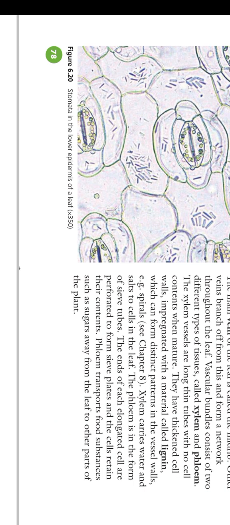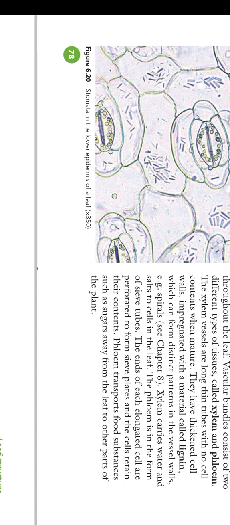The phloem is in the form of sieve tubes. The ends of each elongated cell are perforated to form sieve plates. It is just like a sieve, and the cells retain their contents, which is used to purify the flour.